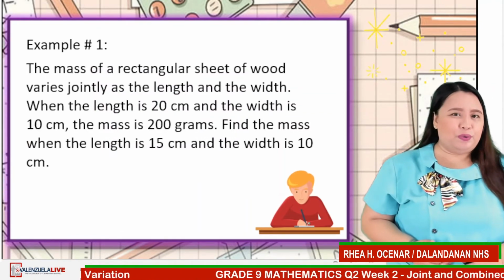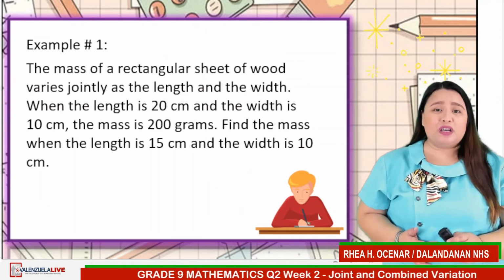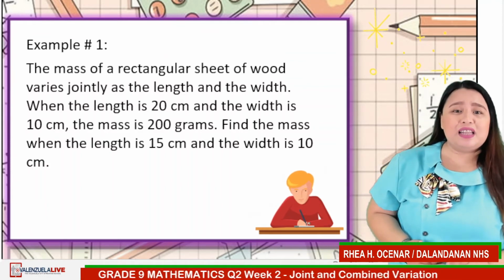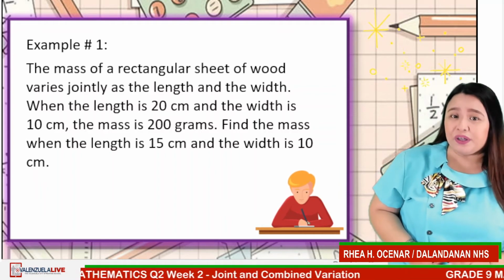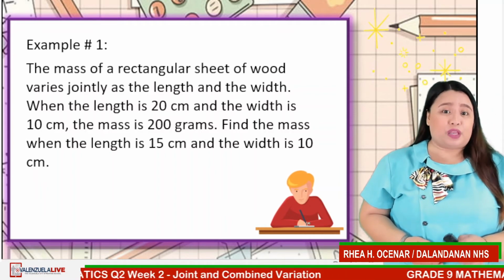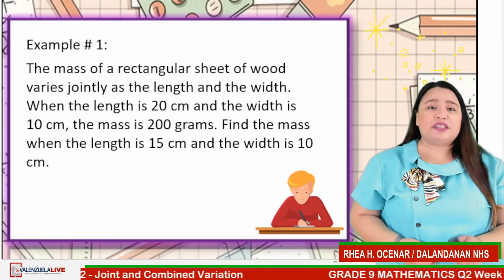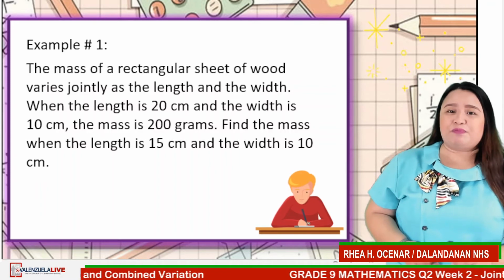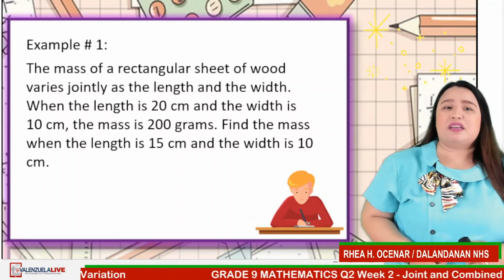Example number 1. The mass of a rectangular sheet of wood varies jointly as the length and the width. When the length is 20 cm and the width is 10 cm, the mass is 200 grams. Find the mass when the length is 15 cm and the width is 10 cm.